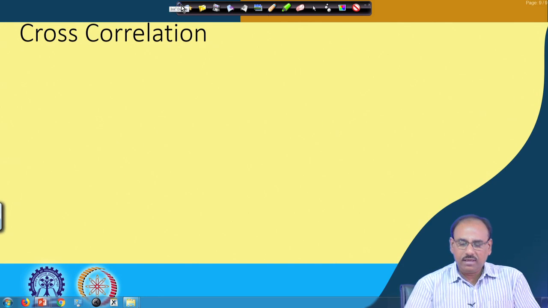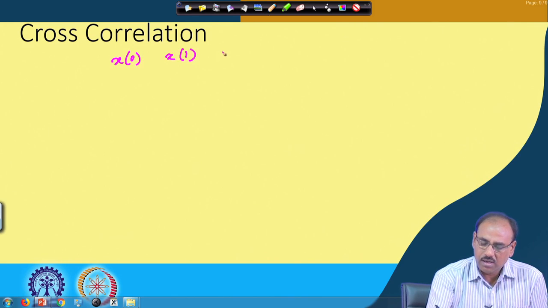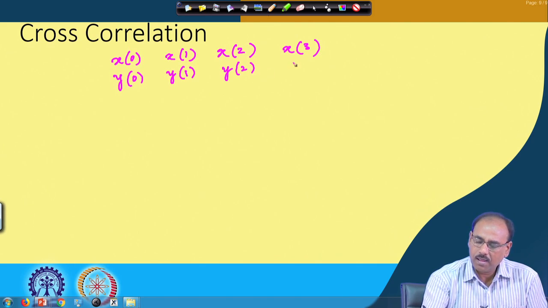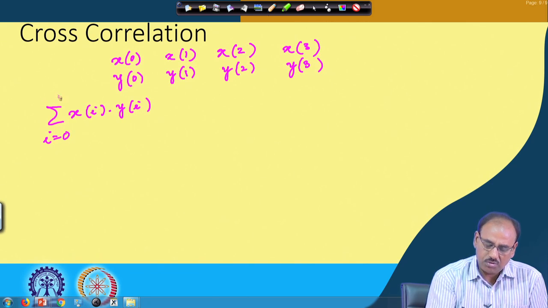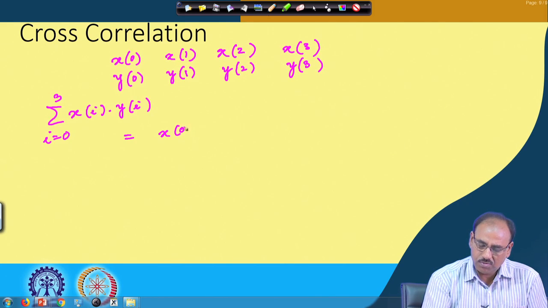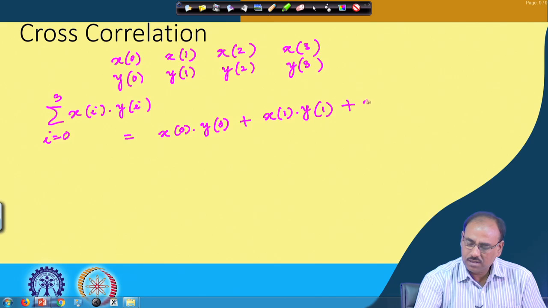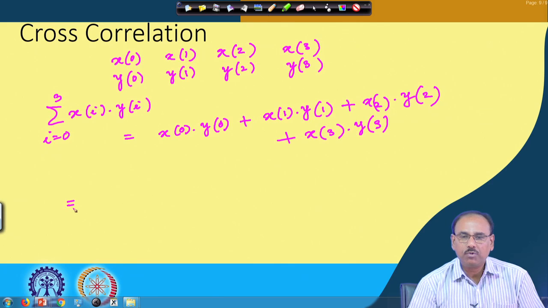Now, what is this sum of x_i into y_i? If you think that I have signals, say x0, x1, x2, x3, so the value of n is equal to 3, and the other signal is y0, y1, y2 and y3, then the summation of x_i into y_i, with i varying from 0 to 3, is nothing but x0 into y0 plus x1 into y1 plus x2 into y2 plus x3 into y3, which I can put in this form.